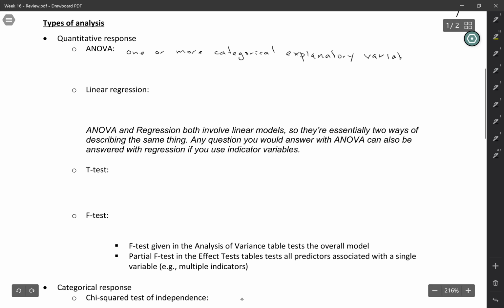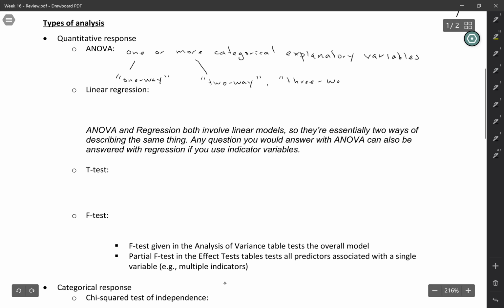And there are some specific names that we use depending on how many explanatory variables there are. If there's only one, we would call that a one-way ANOVA. If you have more, you can have a two-way ANOVA. We talked about that a lot. You can actually even have more. You could have a three-way ANOVA if you had three different factors.